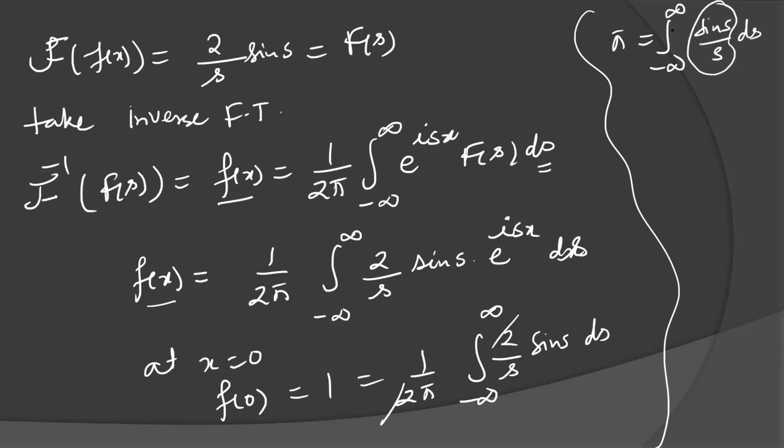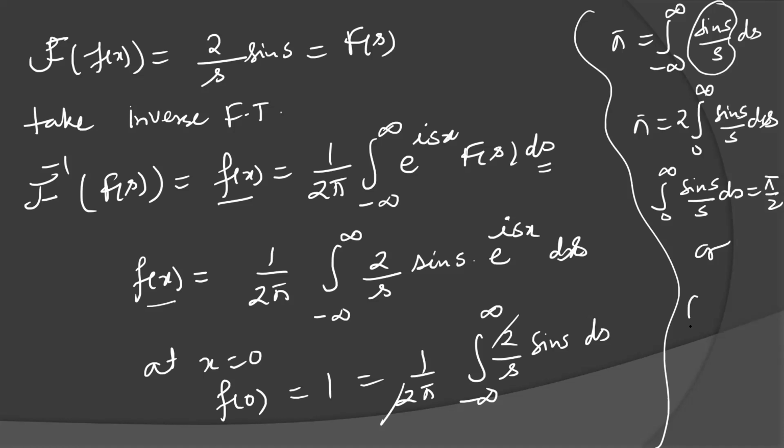This function is an even function. If you take f(s) equal to sine s by s, then f of minus s will be f(s) only. So you can write it as 2 times 0 to infinity sine s by s ds. You can check that. So 0 to infinity sine s by s ds is equal to pi by 2. By the change of variable property, sine x by x dx is equal to pi by 2. We can change the variable without changing the limit. So this is the problem.